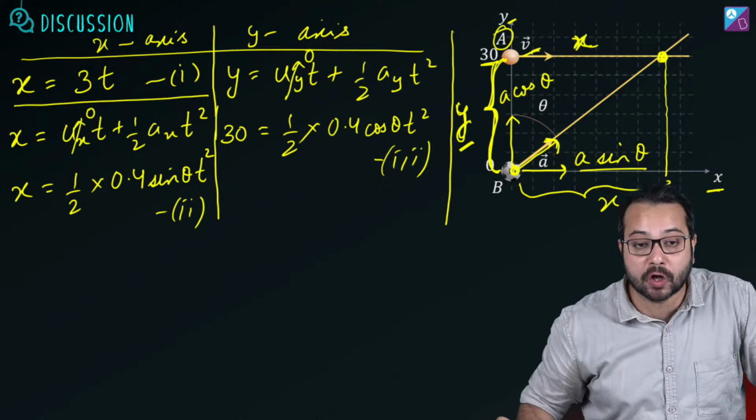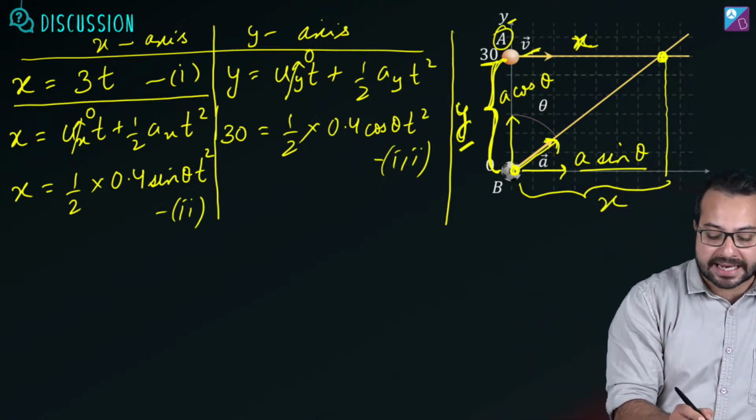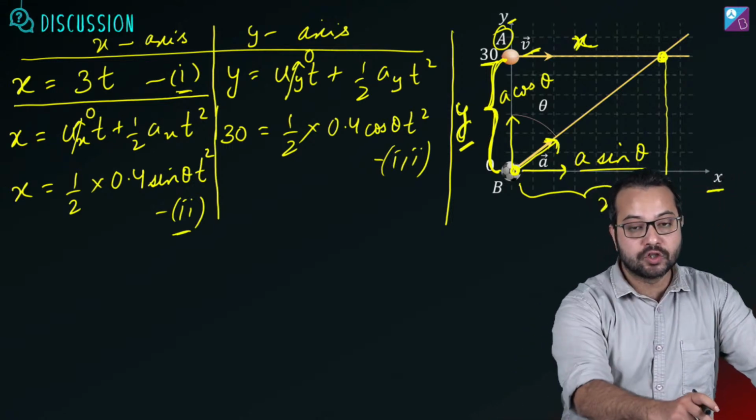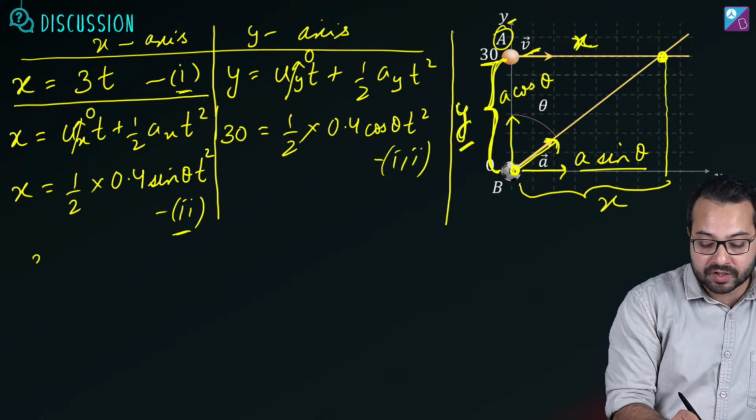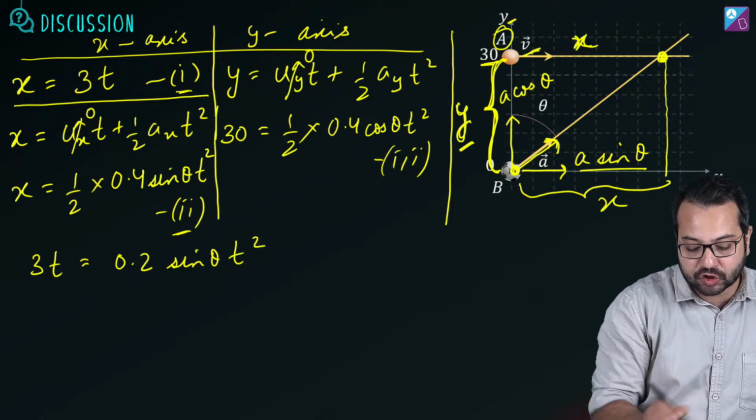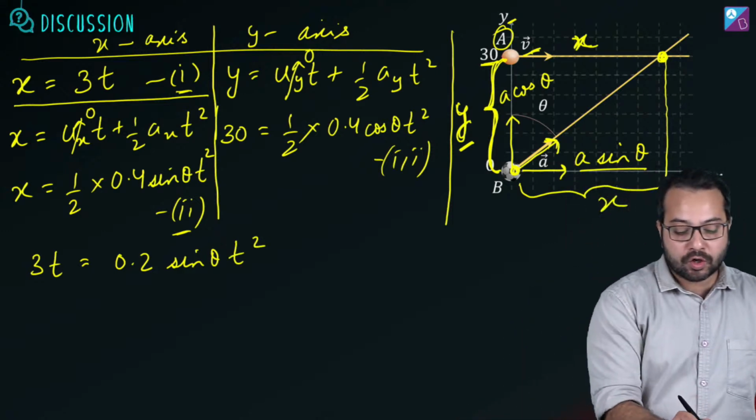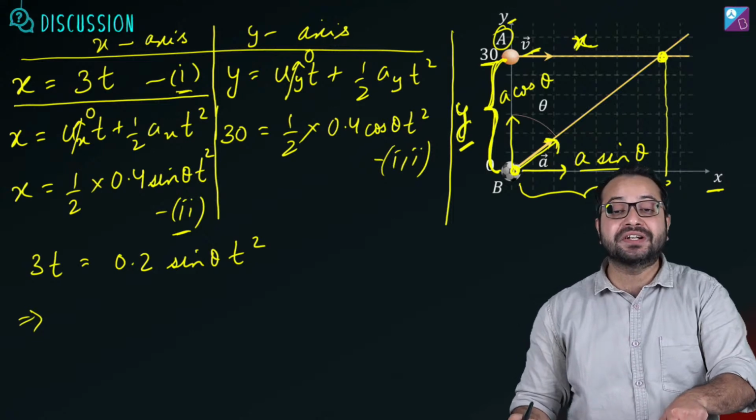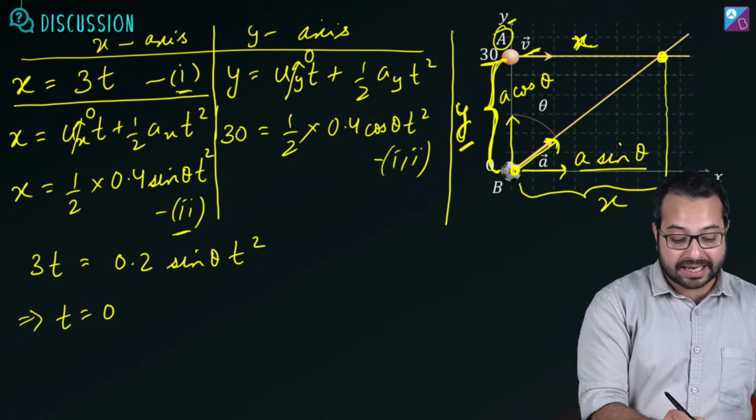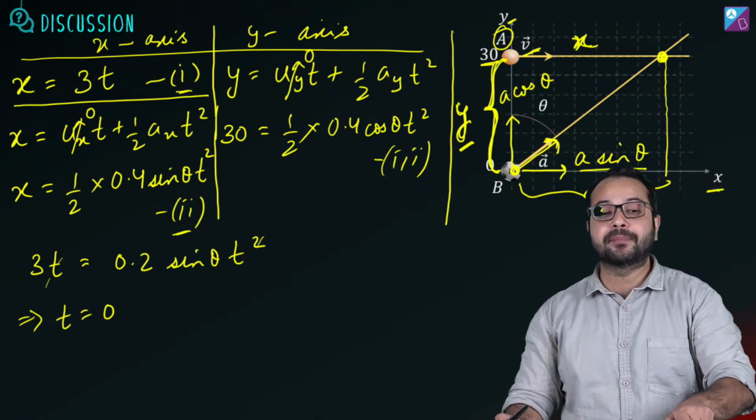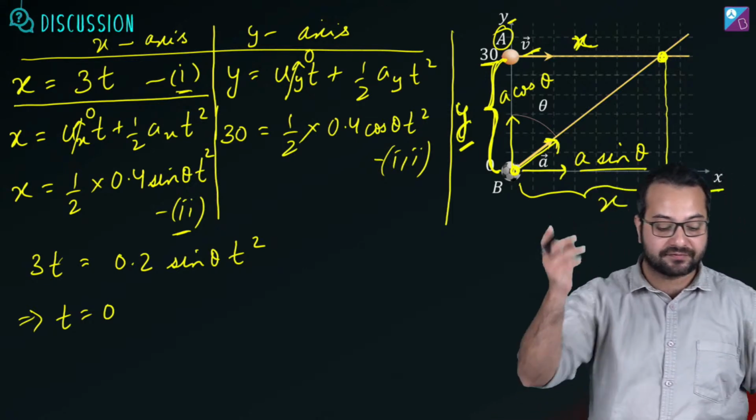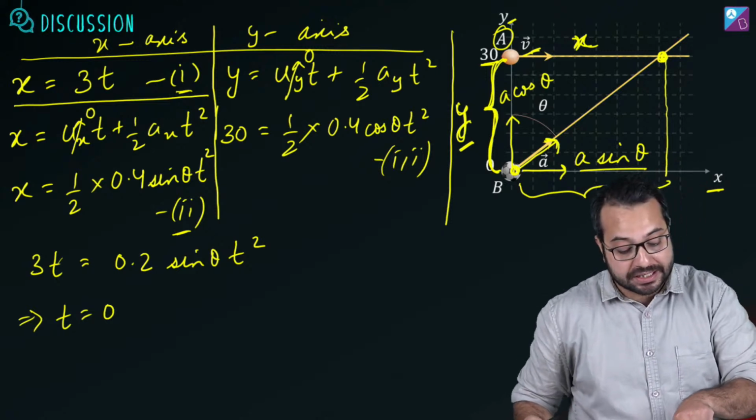So let's try to solve them. Okay, first, let's eliminate x. So we can use equations 1 and 2 to eliminate x. So we can equate x. That is going to become 3t is equal to 0.2 into sin theta into t square. Okay. From here, what do we get? Now from here, t is going to be equal to 0. That is going to be the first root. I'm not cancelling t and t like this. I'm taking t common and that will be equal to 0. Otherwise, your math teachers are going to come after my life. So one solution is t is equal to 0.